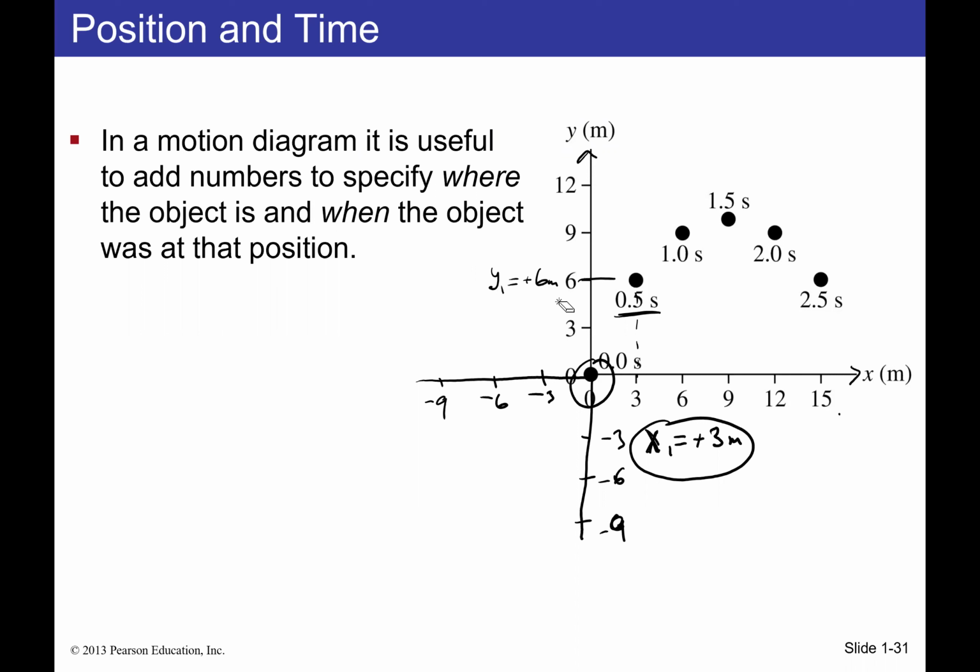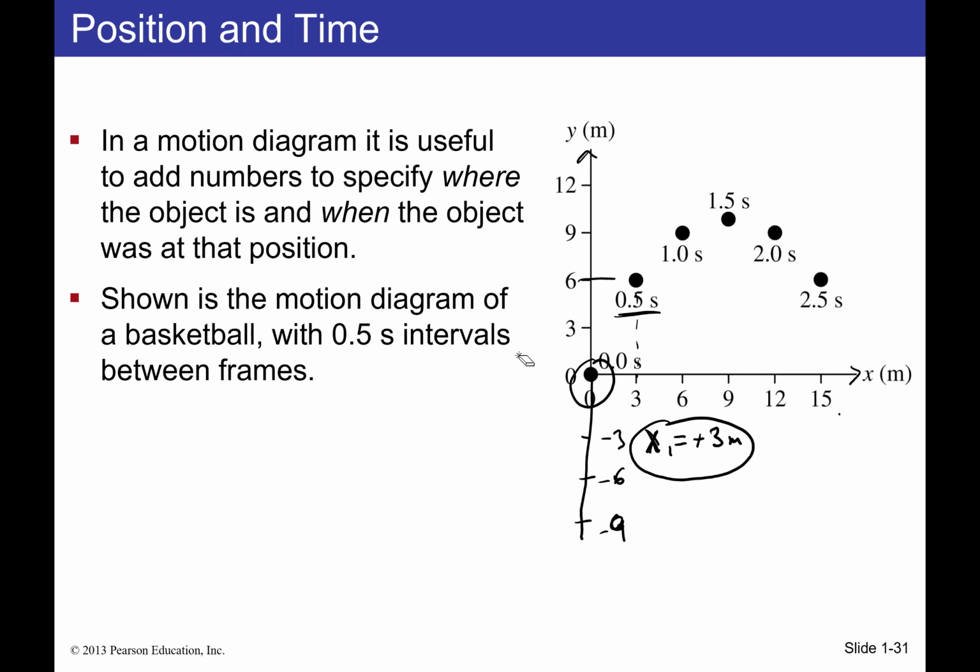So when I put x1 equals plus 3 meters, this means a specific direction: the position change is to the right rather than to the left, if I'm talking about the x direction. Same way up or down for the y direction. All right, so I'm going to do this. Okay, so then what we have is this.